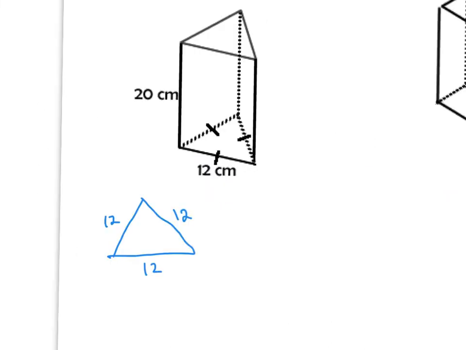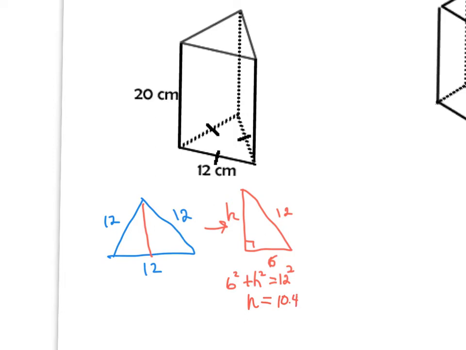In the next problem, we're finding the volume of this prism. So the base is right here, this 12 by 12 by 12 equilateral triangle. If we first cut that in half, then we can get that triangle. That's 12 by 6, and we can calculate that height using the Pythagorean theorem. So working that out, the height equals 10.4.